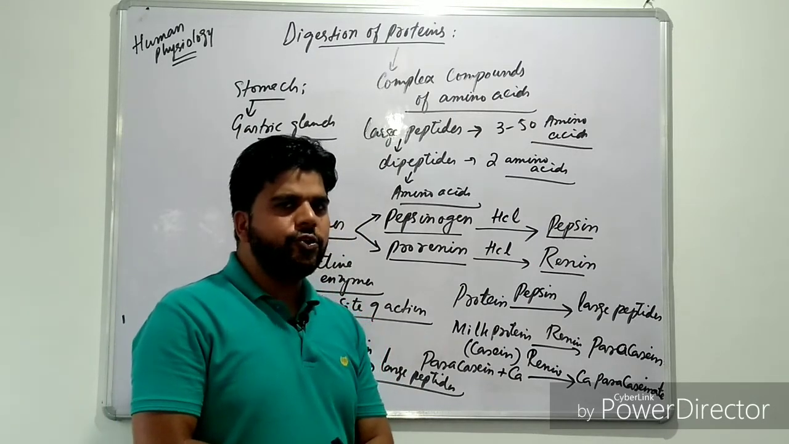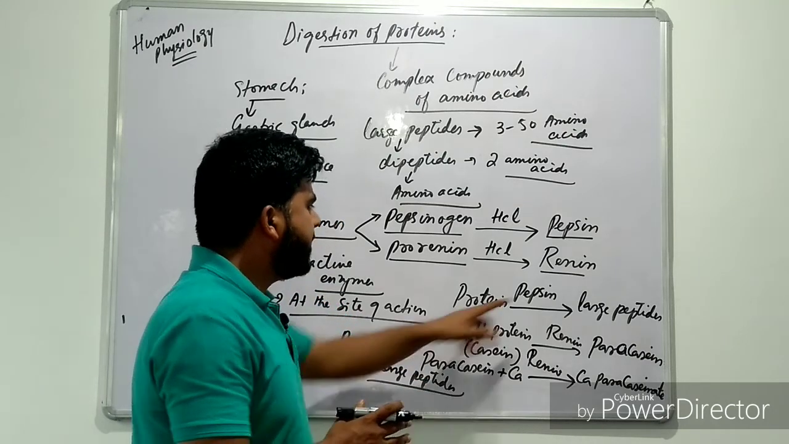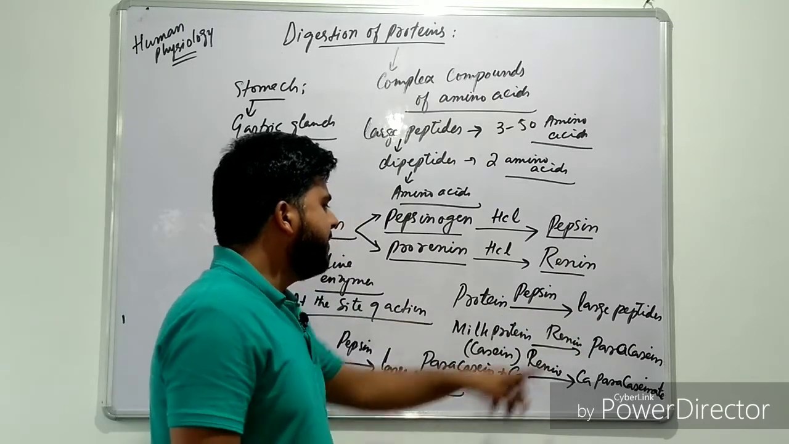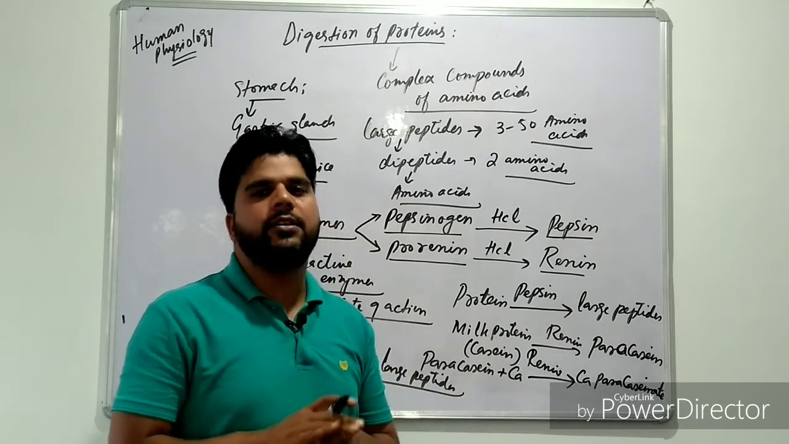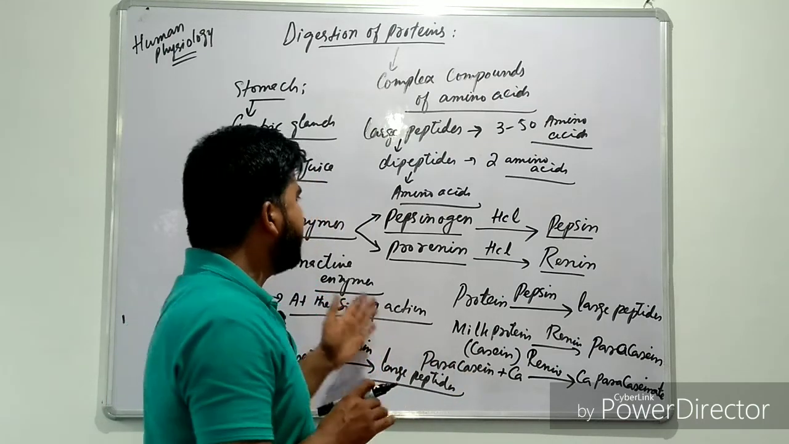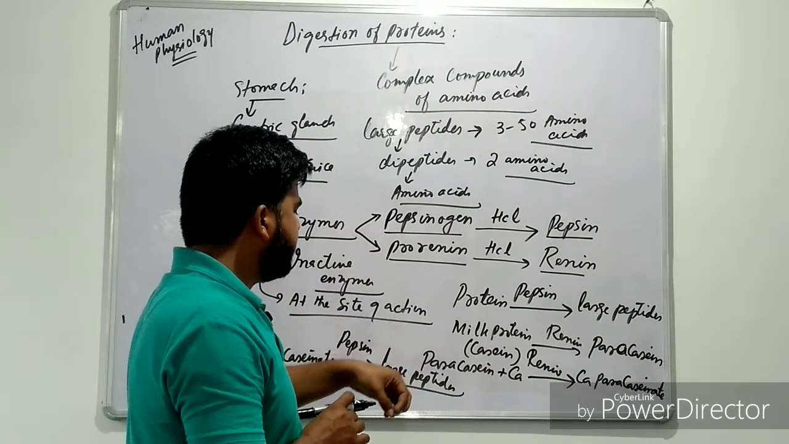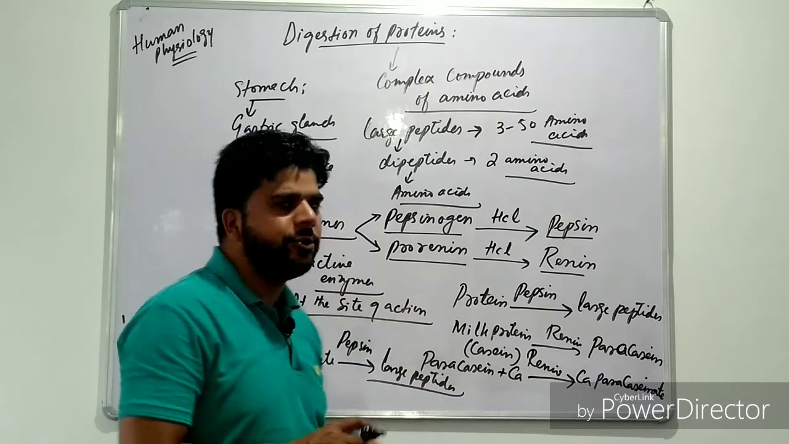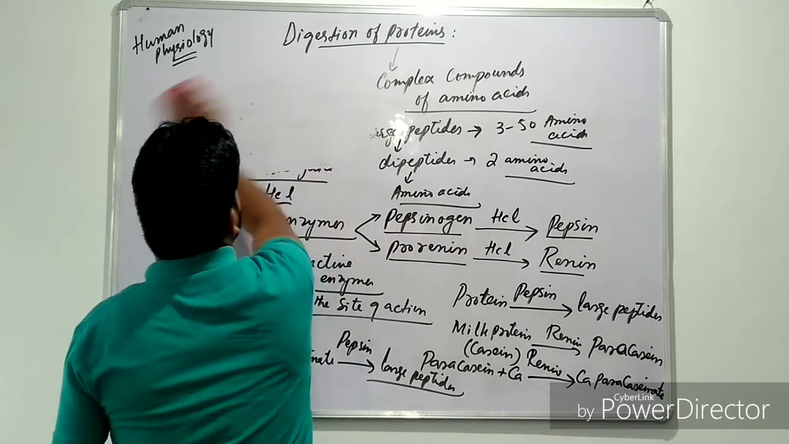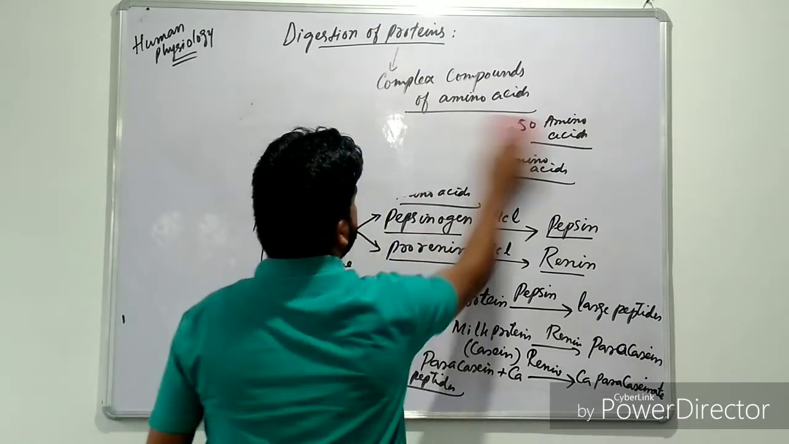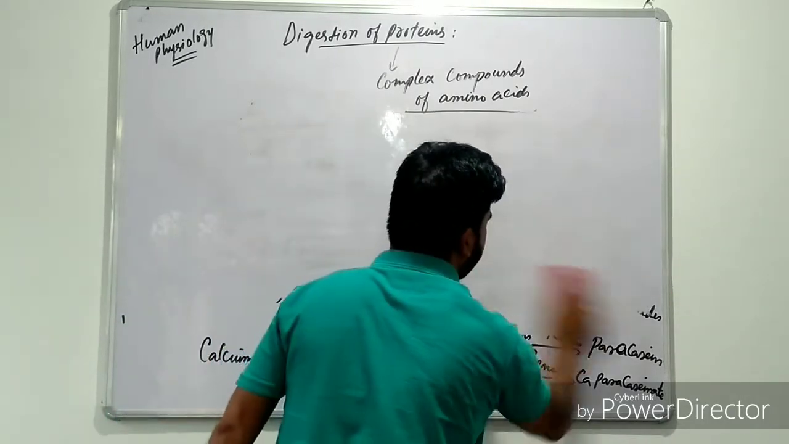So in the stomach, we finally have got large peptides. Whether pepsin acts on the proteins, large peptides. Whether renin acts on the proteins, large peptides. So we have not yet got the amino acids. After that, what happens? This food, these proteins which have been converted into large peptides, they will get into the small intestines. Now the second step in the digestion of the proteins is that this process will now start in the small intestines.